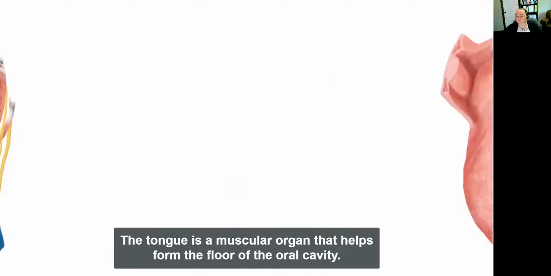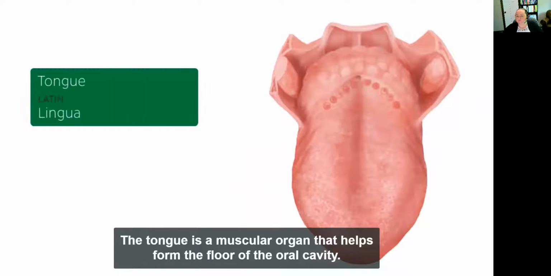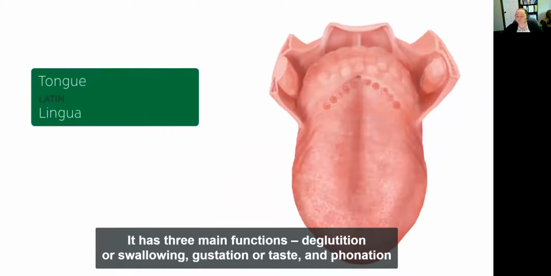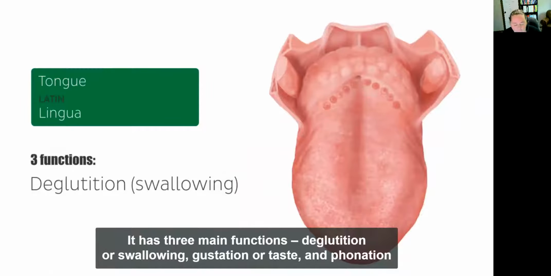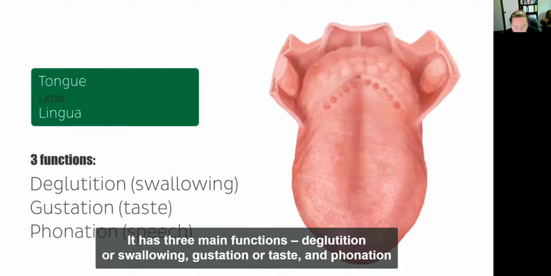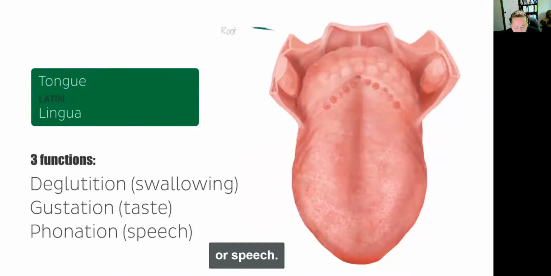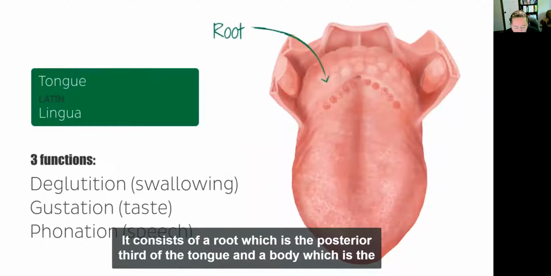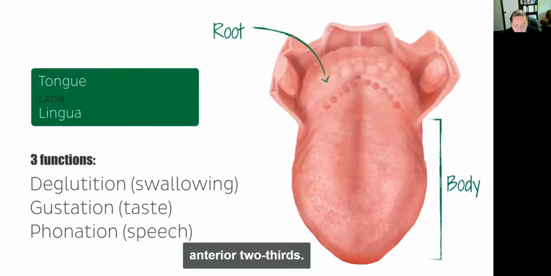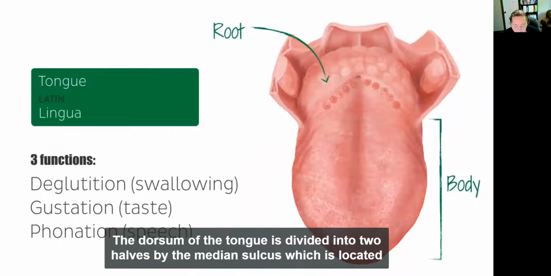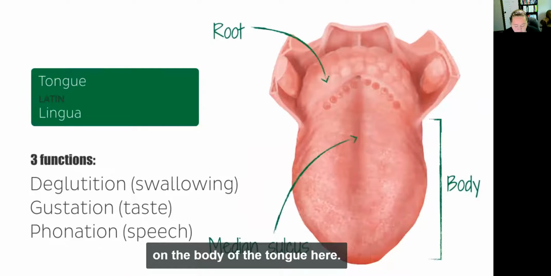The tongue is a muscular organ that helps form the floor of the oral cavity. It has three main functions: deglutition or swallowing, gustation or taste, and phonation or speech. It consists of a root, which is the posterior third of the tongue, and a body, which is the anterior 2/3. The dorsum of the tongue is divided into two halves by the median sulcus, which is located on the body of the tongue here.